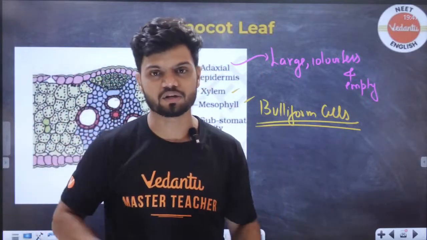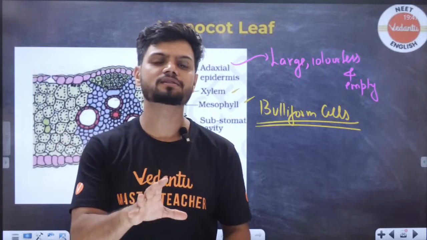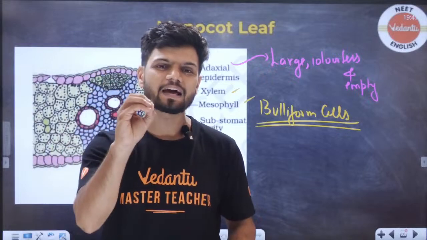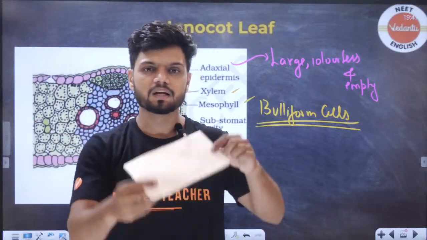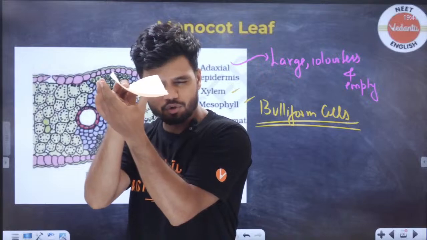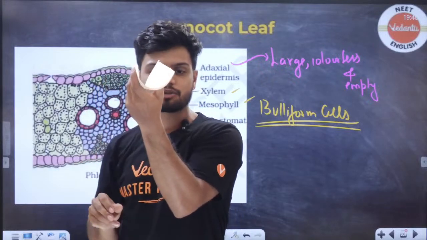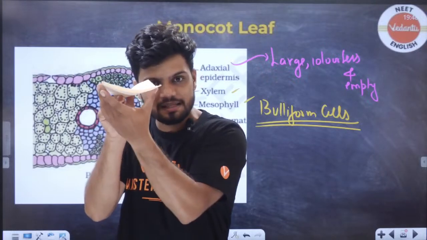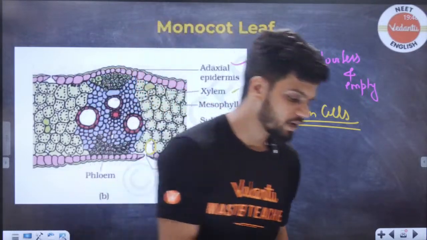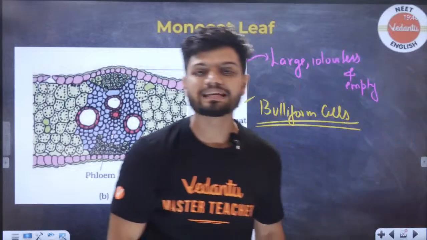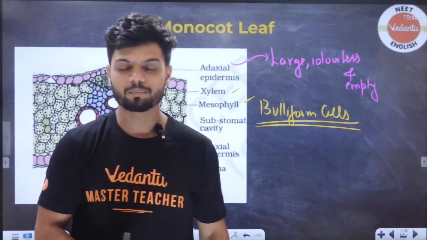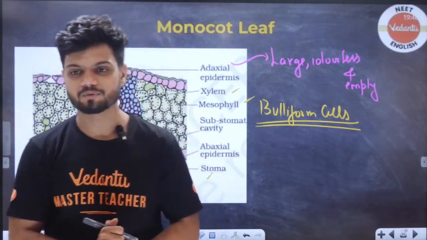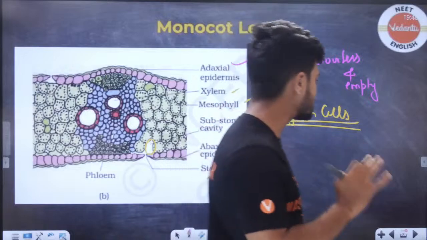It is turgid. As soon as all the water is removed from inside the bulliform cells, the leaf will show curling. The leaf will start to curve inwards. This is called curling of leaf. Not this way, it is generally this way. Curling of leaf is observed in monocots, because if bulliform cells lose all the water, they will show curling. Large, empty, colorless cells.